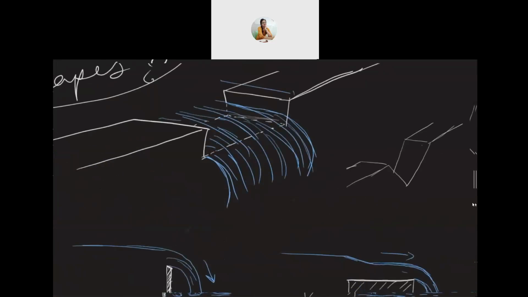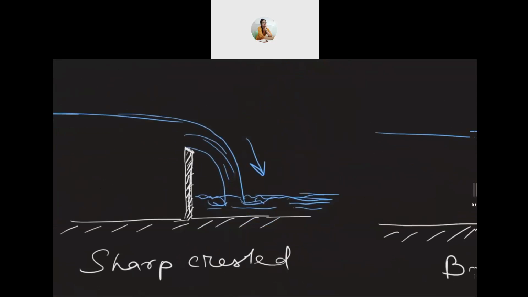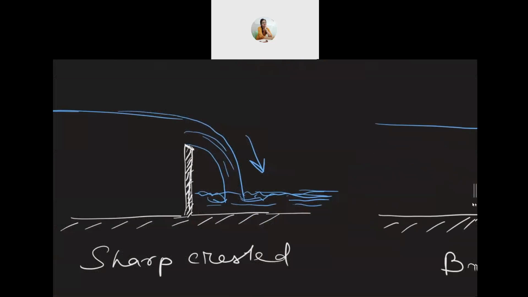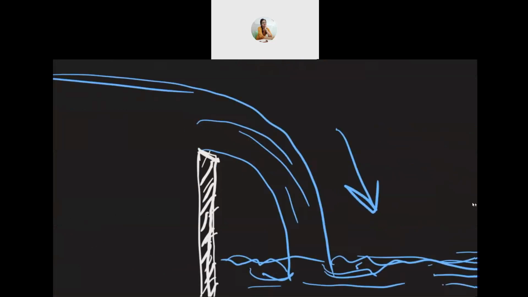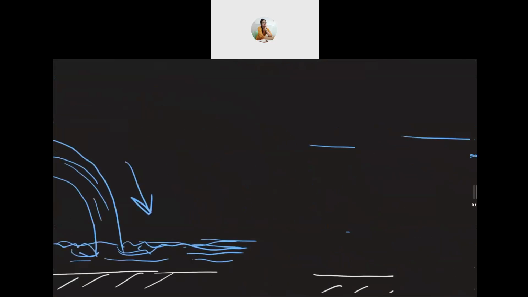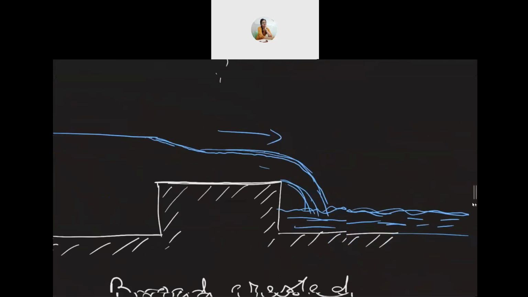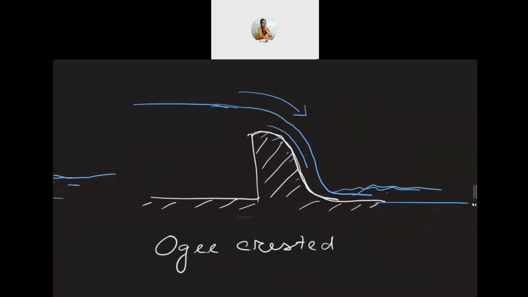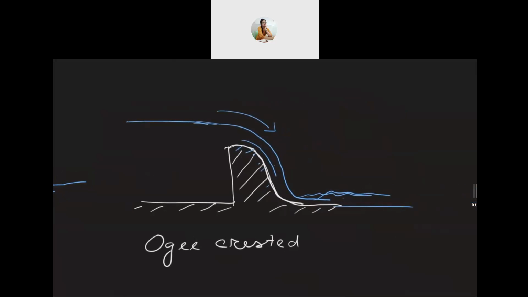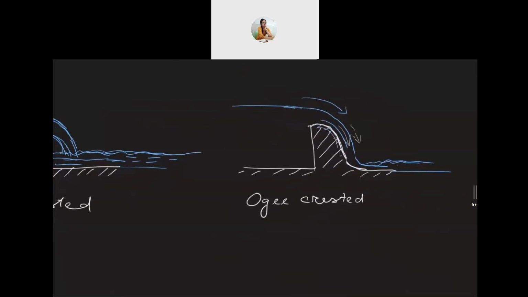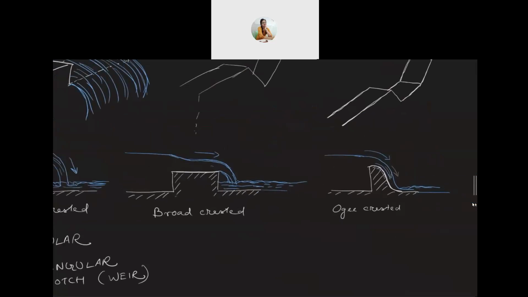Sometimes they will be sharp crested like this. As you can see, the edge or the top is very sharp. Sometimes they will be broad crested, and sometimes they will be ogee crested, where the downstream side or surface of the weir matches the flowing liquid or flowing water. So these are some different types of weirs.